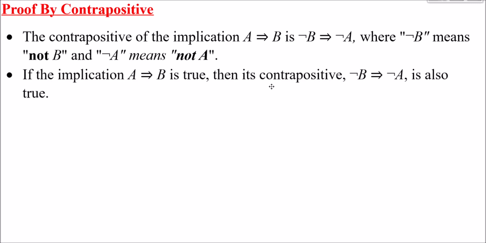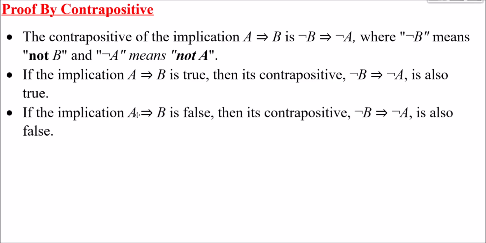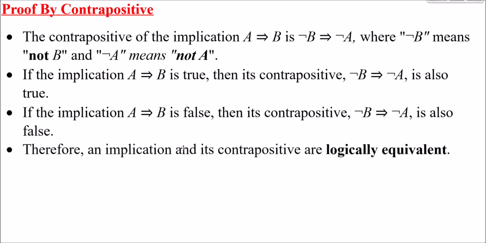So if the implication that A implies B is actually true, then we can prove that its contrapositive, not B implies not A, is also true. On the other hand, if the implication that A implies B is false, then its contrapositive, not B implying not A, is also false. So for that reason, an implication and its contrapositive are logically equivalent to one another. And we're going to explore why this is the case in just a few moments.